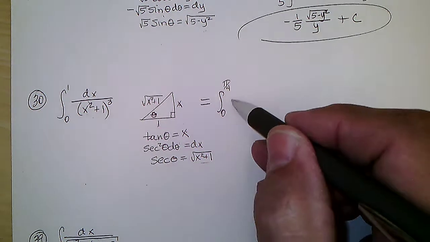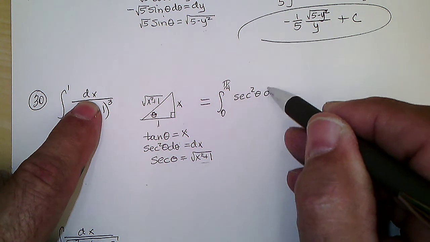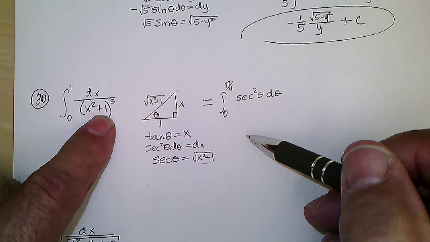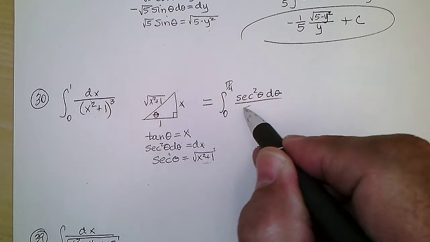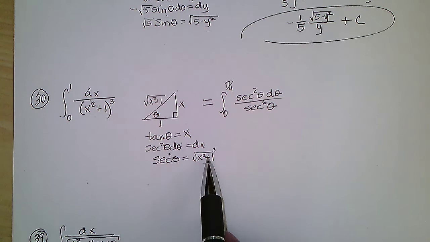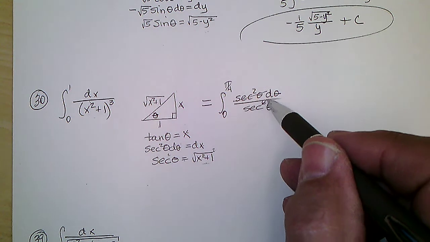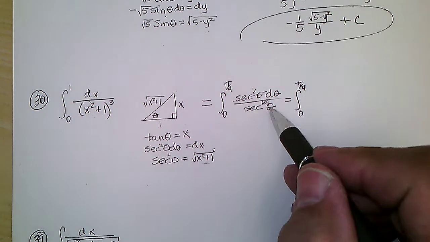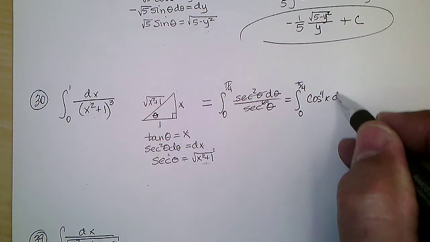But I changed my limits, and this would become dx is secant squared theta d theta, and x squared plus 1, well, that's secant squared would be x squared plus 1, and then I have to cube that, so this would be secant to the 6th of theta. Square it and then cube it to make it to the 3rd power. All right, so 2 of these will cancel 2 and leave secant to the 4th. So I've got the integral from 0 to pi over 4, and 1 over secant is cosine. So this is the cosine to the 4th x dx.